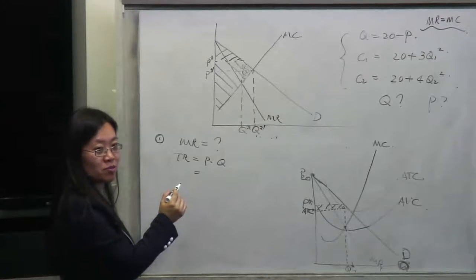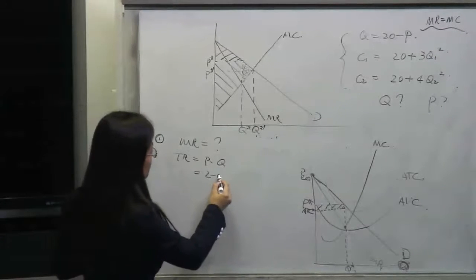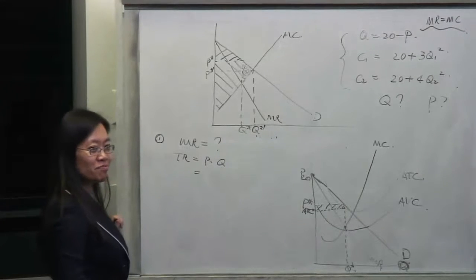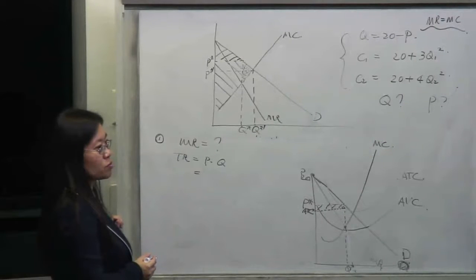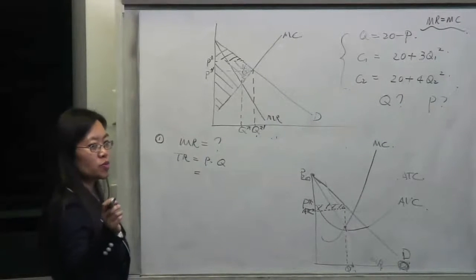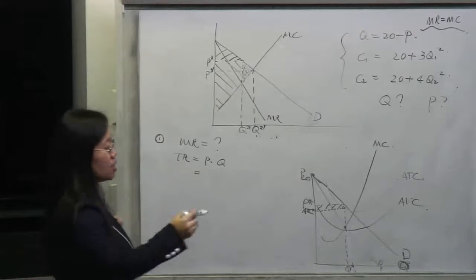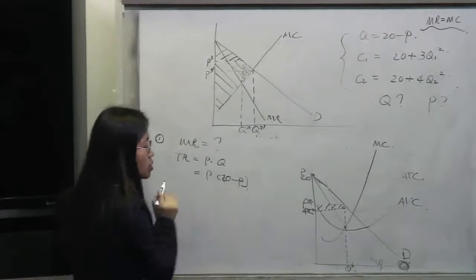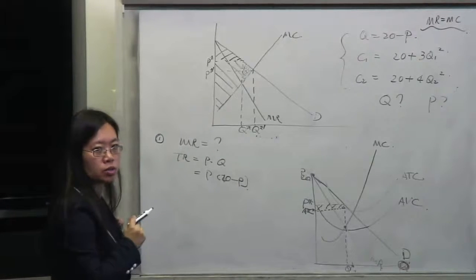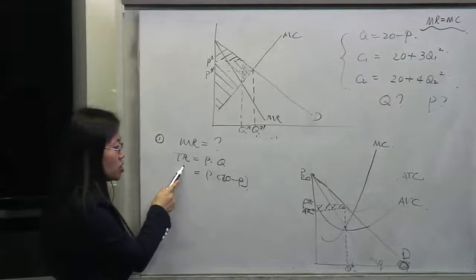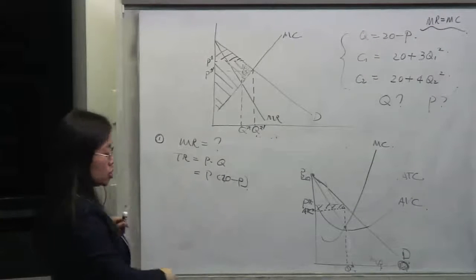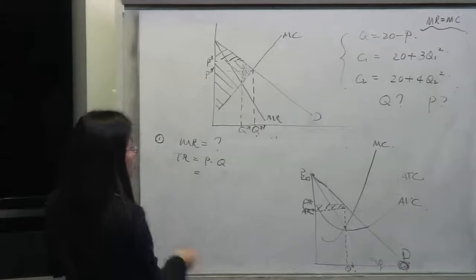What is P? Q is 20 minus P, right? So which one are you going to use? Well, P times 20 minus P. What she said is doing this. Is this correct? It is correct. But can we utilize this? When we take the derivative, we have to take the derivative with respect to Q. So we need Q there. So that's why we don't write it this way, we write the inverse.